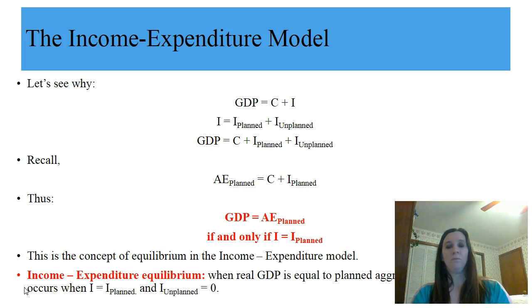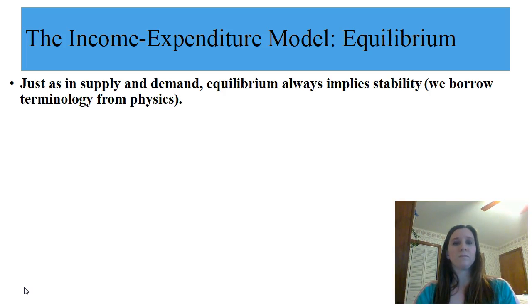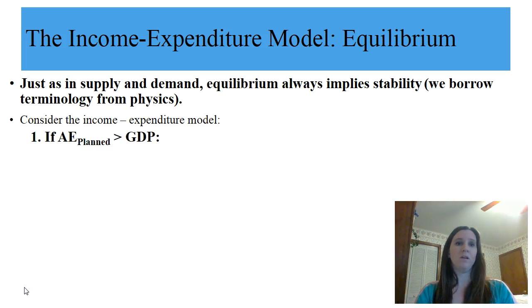Now we're going to talk about when unplanned investment is negative and when it is positive, because we can have both. We could have consumers spending more than we think they're going to, and consumers spending less. In this equilibrium, we're going to put a little caveat on it called stability, and we'll talk about this in other econ classes too. Stability means that we're always going to go back towards this equilibrium if we have any deviation from it. So let's consider the first case where planned aggregate expenditures is greater than GDP.